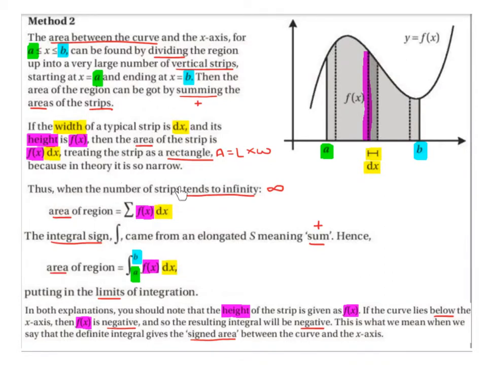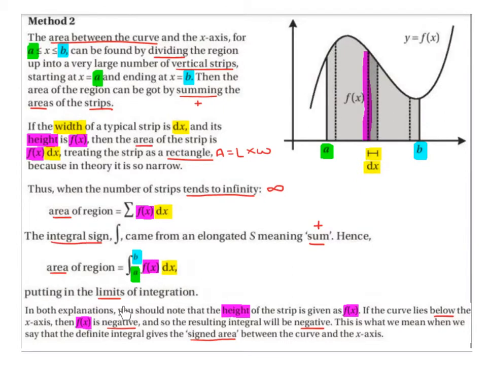Thus, when the number of strips tends to infinity, so the more strips that you break this shape down into, the highest number of shapes that we can break it down into, the area of the region is sigma f of x dx. Sigma means to add. The integral sign came from an elongated s meaning sum, which means add. Hence, the area of the region is equal to the integral of f of x dx between the limits a and b, putting in the limits of integration.